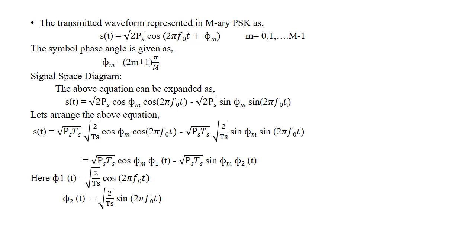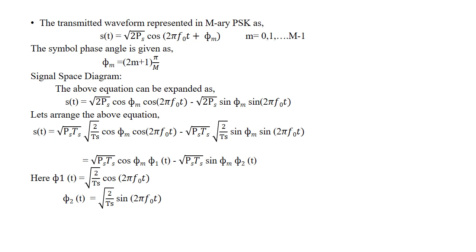Here we are using the m value as 0, 1, and so on up to M minus 1. The symbol phase angle is given as phi m equal to (2m plus 1) into pi by M. Next we are going to see the signal space diagram. The above equation can be expanded as s(t) equal to root 2Ps cos phi m into cos 2 pi f0 t minus root 2Ps sin phi m into sin 2 pi f0 t.